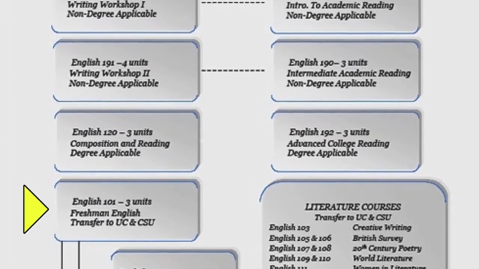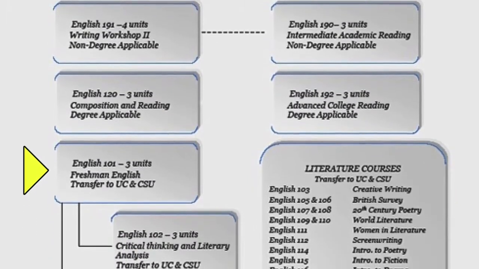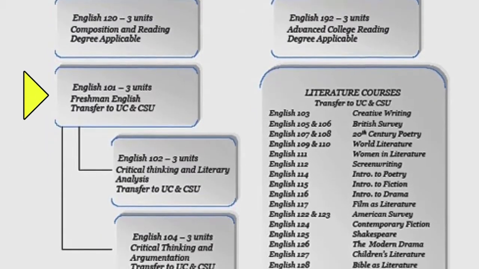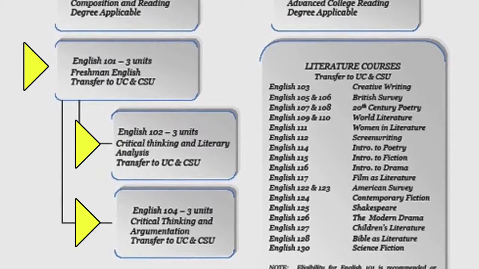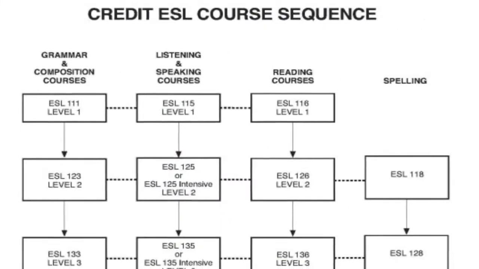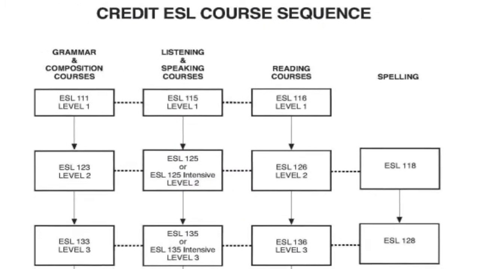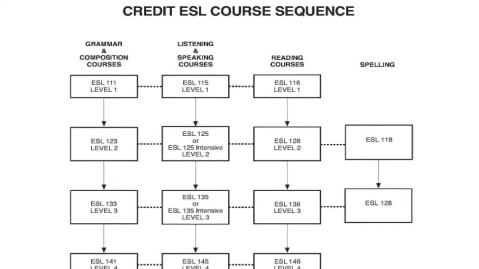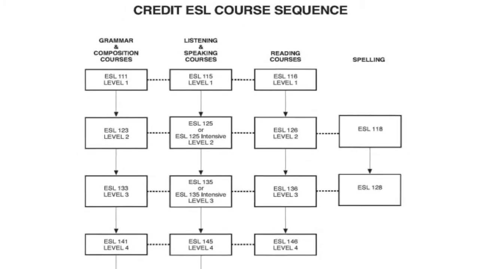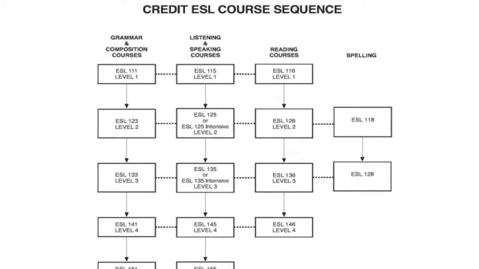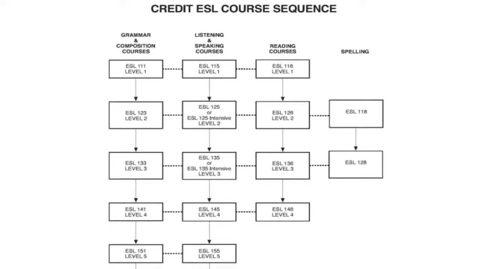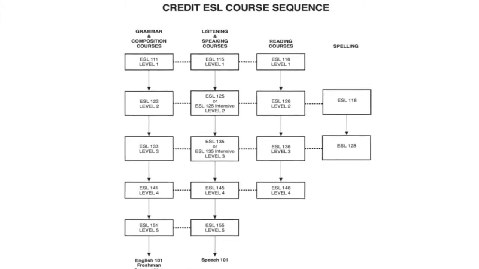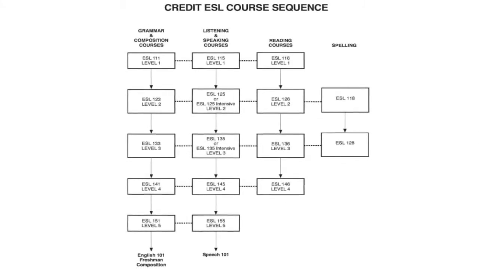English 101 is required for an associate degree. GCC offers several basic English courses to help prepare students for English 101, 102, and 104. If you're an ESL student, GCC has got you covered. There are 5 levels of credit ESL courses before English 101. The sequence leads to English 101 after ESL 151. Please be aware, these are credit ESL courses, and if you are interested in non-credit ESL, then you must take the non-credit ESL assessment for our non-credit program.